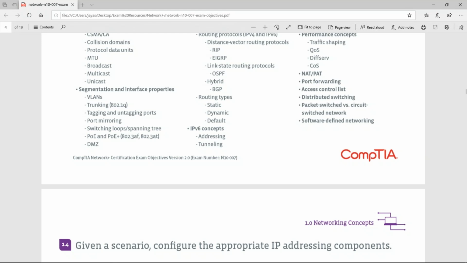Had a PAT question. Yeah, port address translation, right? It's another form of NAT. But yeah, you can see it. So make sure you do your homework on it.